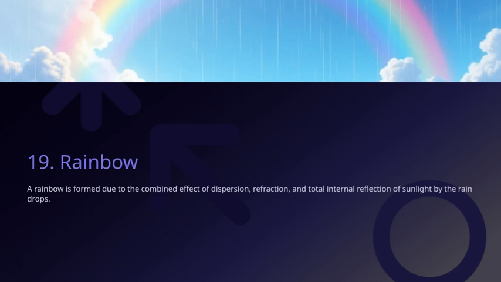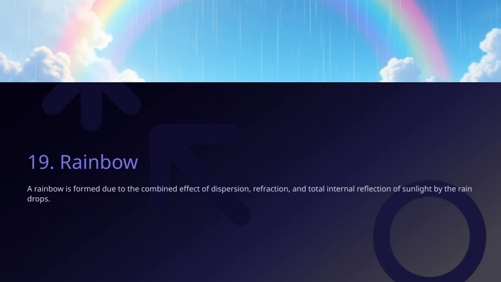When sunlight enters a raindrop, it slows down and bends, or refracts, because of the change in medium. This bending causes the different colors within sunlight to spread out, a process known as dispersion. As the light hits the back of the raindrop, it reflects internally, bouncing back inside the drop. Then, as it exits the raindrop, it bends again.